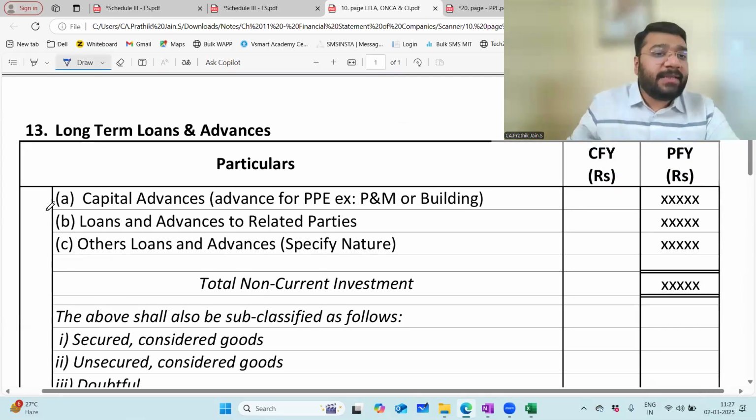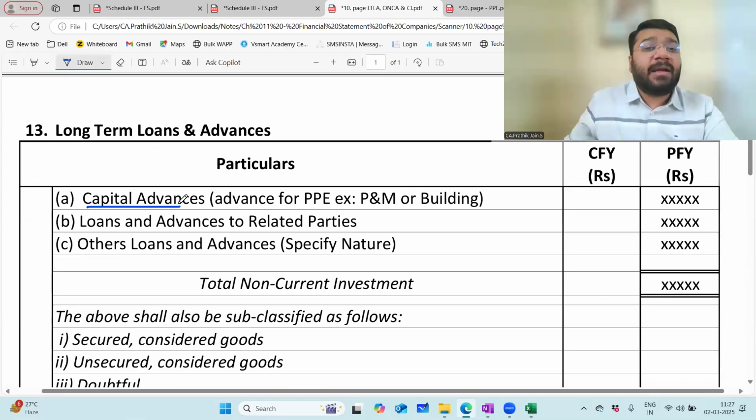Long-term loans and advances. In that, there are three classifications. First one is capital advances. Capital advances means advances that have been made for property, plant, and equipment. So can you please give an example for this?